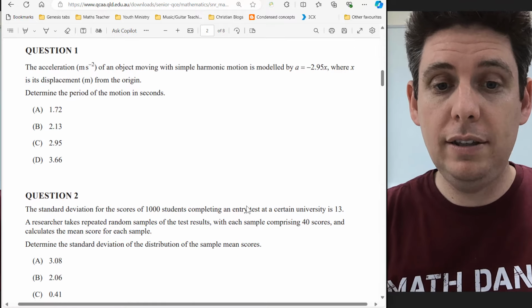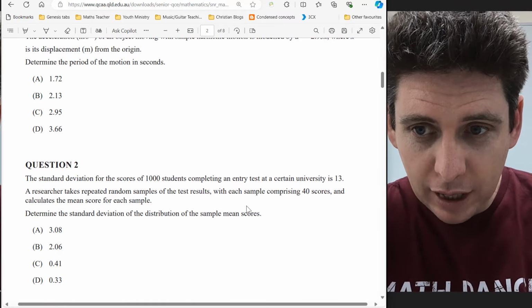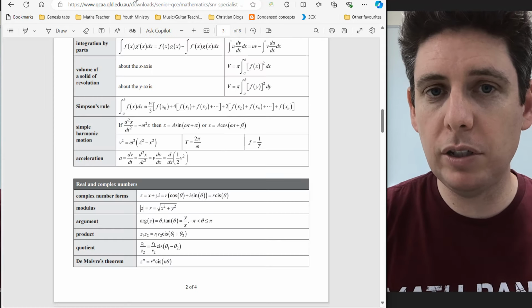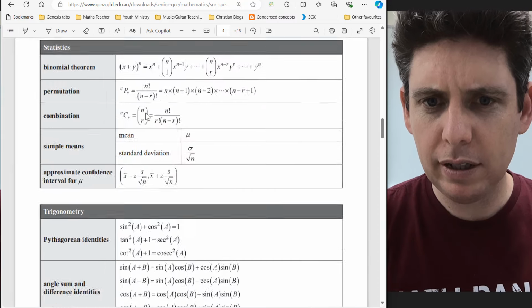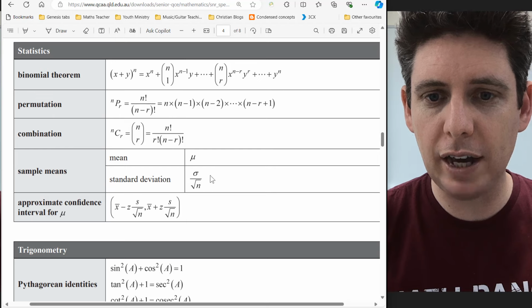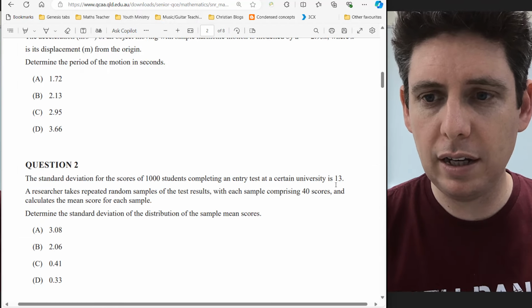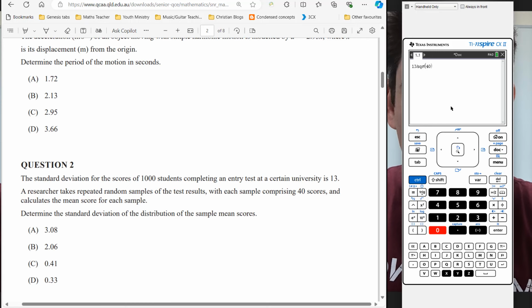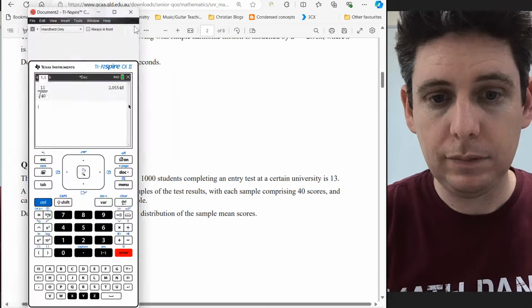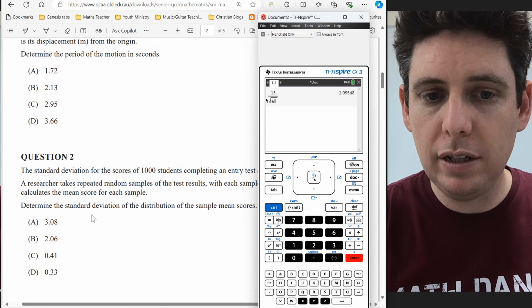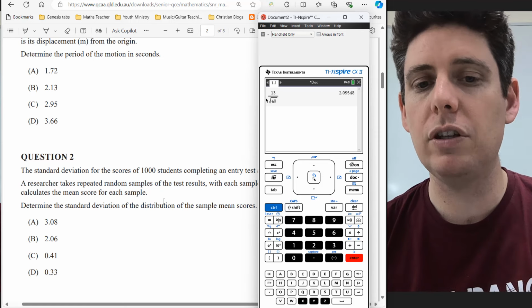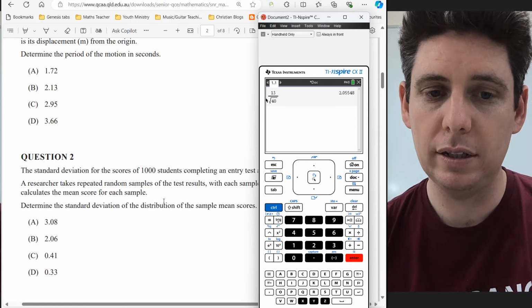All right, question 2. The standard deviation for the scores of 1,000 students is 13. Determine the standard deviation of the distribution of the sample mean scores. So let's go back to our formula sheet, our best friend. We're doing statistics, and we're looking at calculating the standard deviation. It's given us the standard deviation of the population, which is sigma, which is 13, over the square root of the sample number, which is 40, and that gives us the standard deviation for the 40 scores, which is 2. B is the correct answer. You might have done 13 divided by square root 1,000, and that would have given you C, but that wouldn't have given you the sample standard deviation because the sample is 40 people.